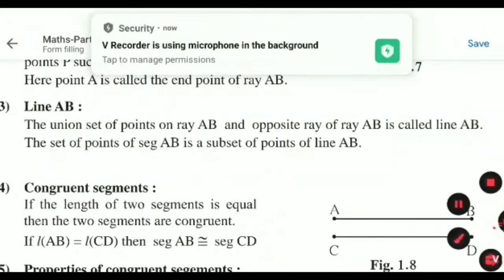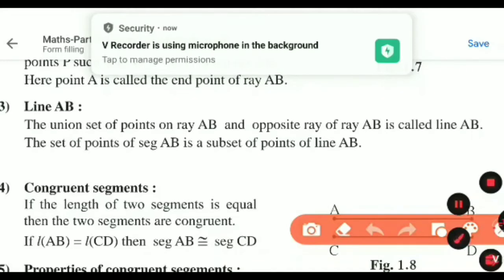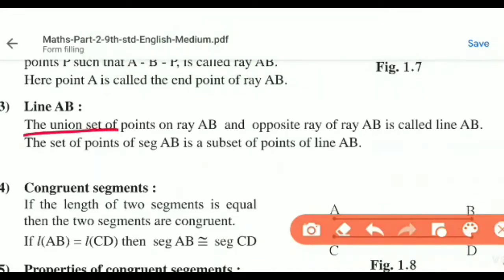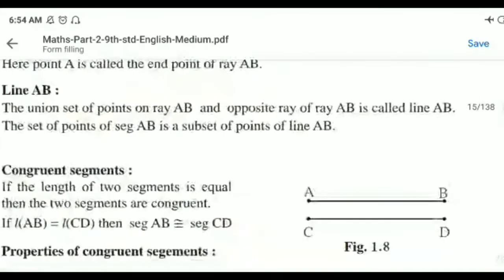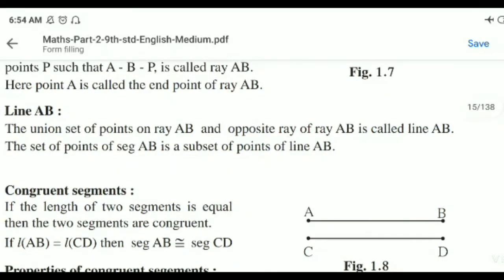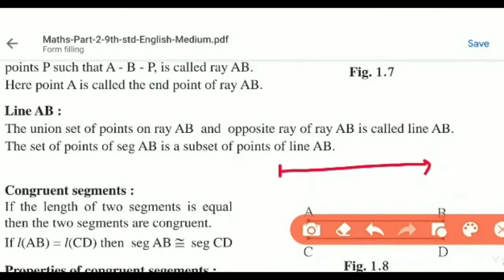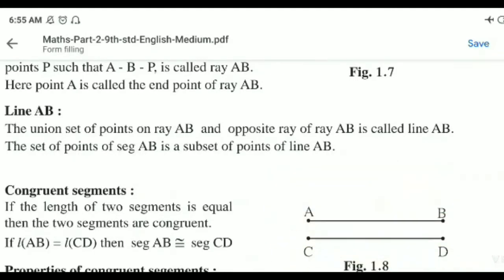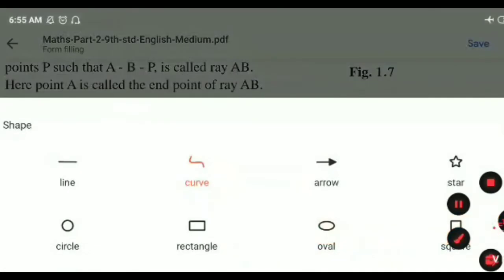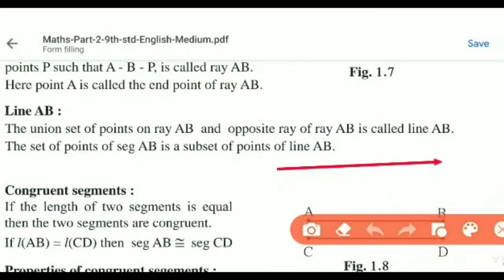After the ray we will move towards the line. So what is a line? The union set of points on ray AB and the opposite ray of AB is called line AB. Suppose this is point A and this is B, and on the opposite side also there is a ray.